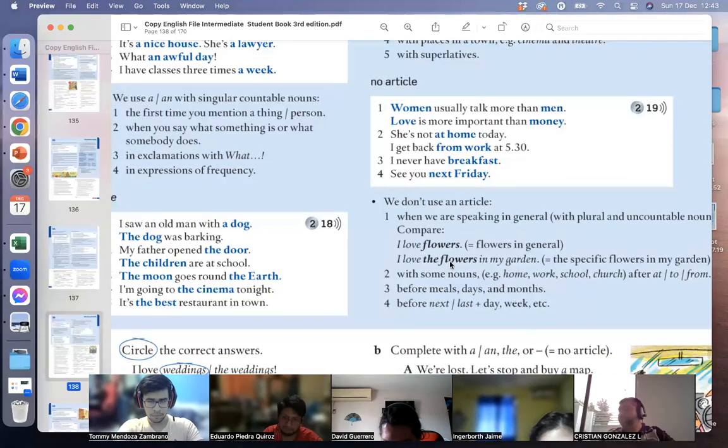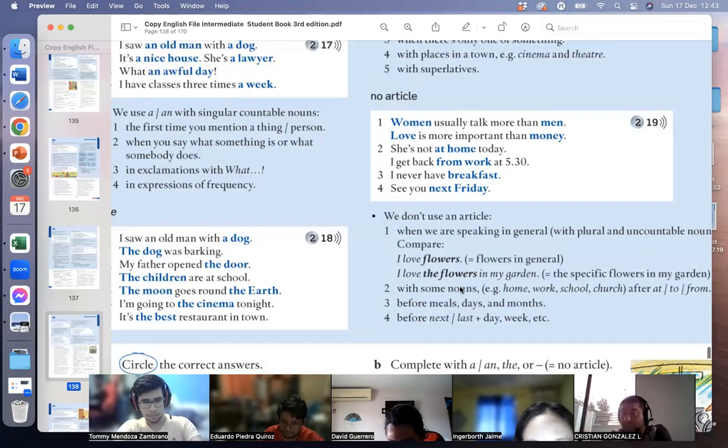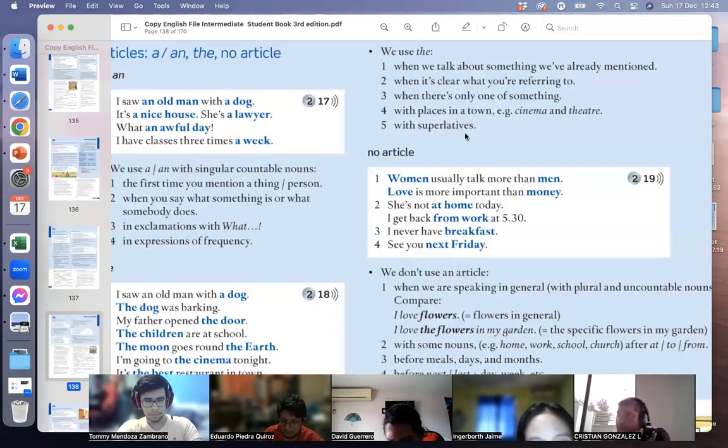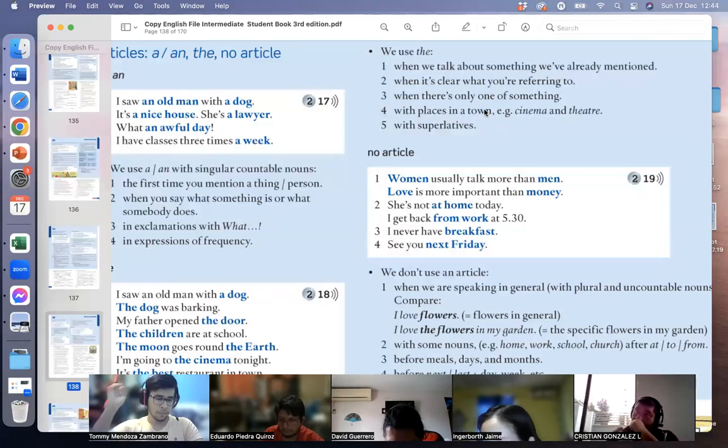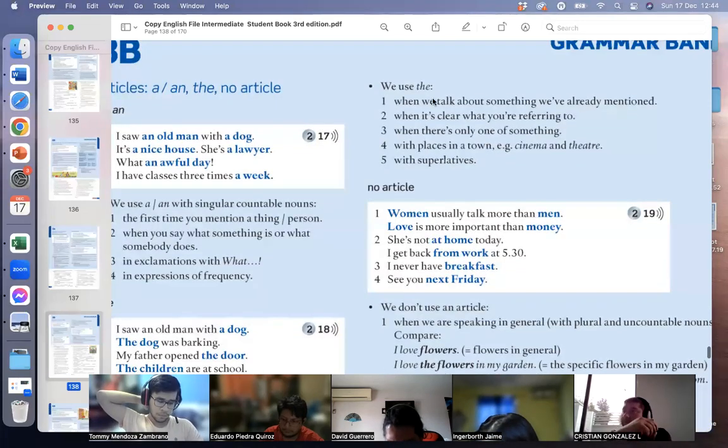I love flowers. When we're saying I love flowers, like flowers in general, we're not specifying which flowers. Is it from my garden or from someone else? Then we don't use the article. But when we say specifically, I love the flowers in my garden, I'm referring to a specific type of flowers in a specific garden. So in this case, we are going to use the article the. And then we are using it also with superlatives and when there's only one of something: the moon, the earth, the sun, and so on. So when there is only one of something, we're going to use the article the.